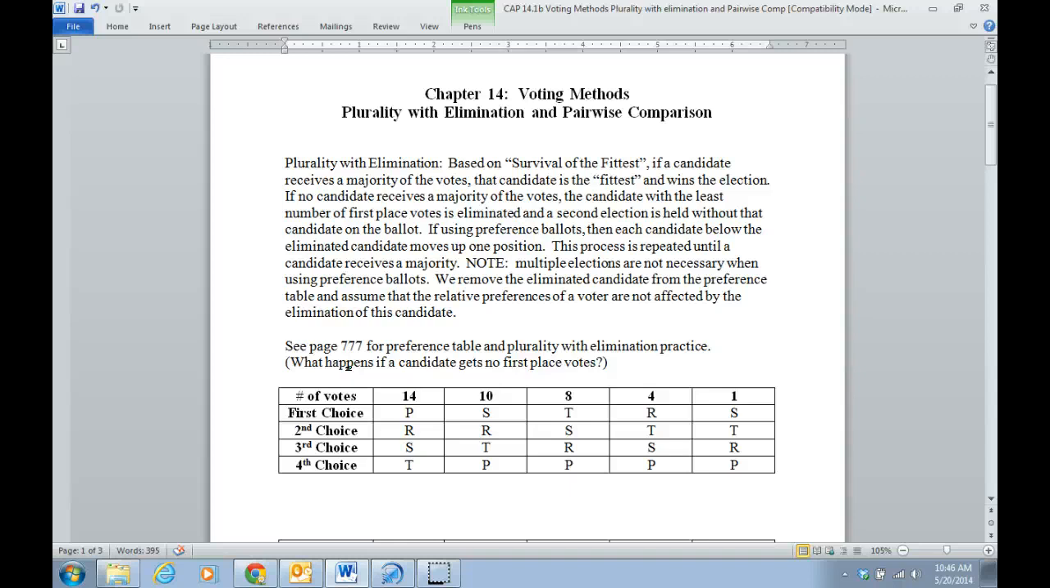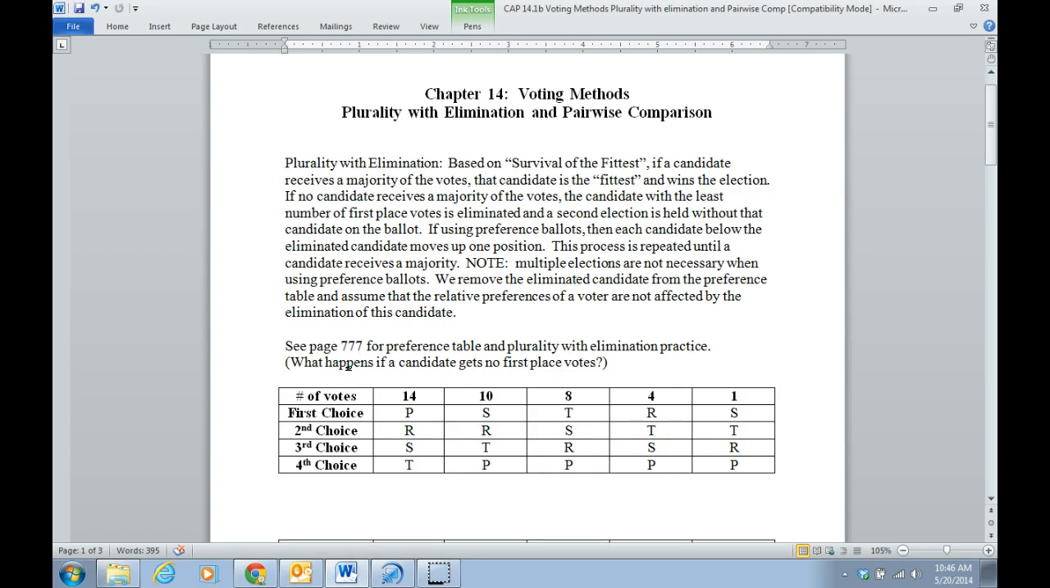So today we're looking at two different methods in addition to what we did yesterday. Yesterday we did the plurality method and the Borda count method. Today we are looking at plurality with elimination and pairwise comparison.